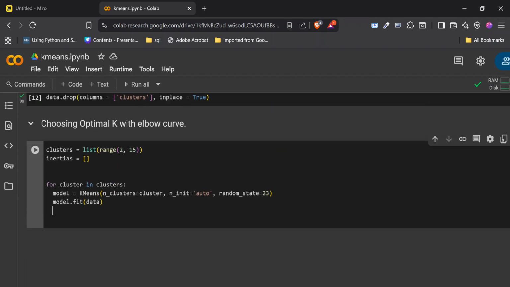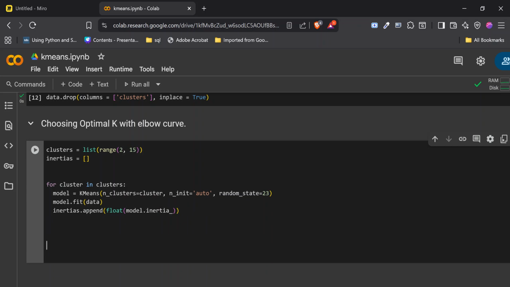We can now fit the data, then we can just get model.inertia_. If you run model.inertia_, it is going to give you the value of inertia. So we can just append that: inertias.append. I'm not sure if that is going to be a float or a numpy array. We can check, but let's just float it.